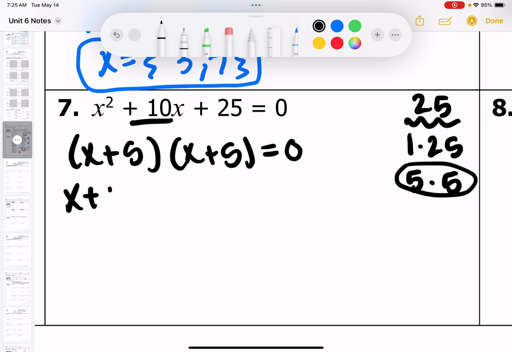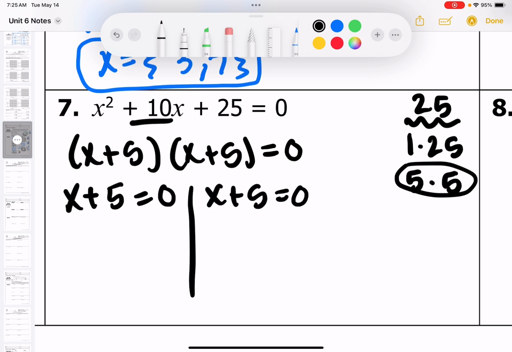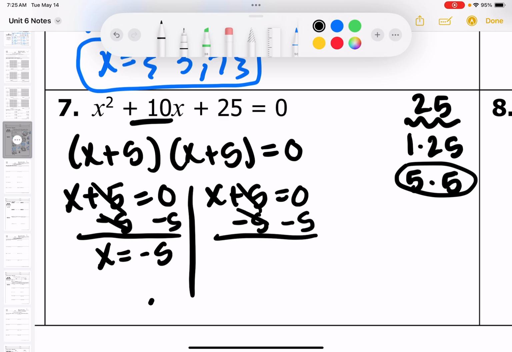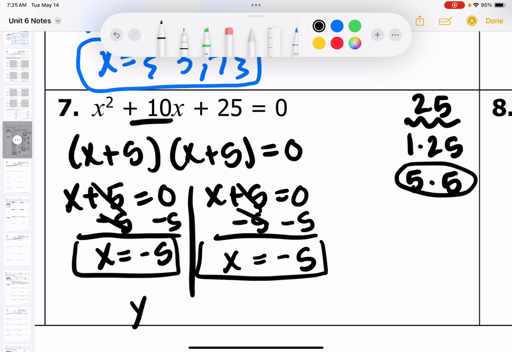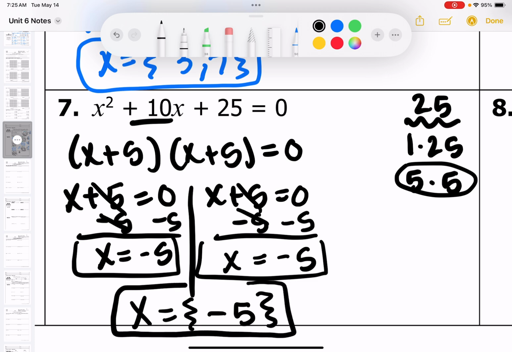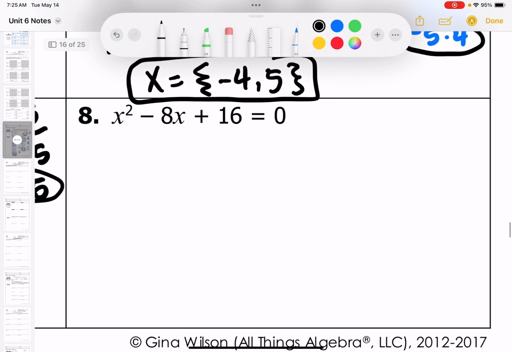So I'm going to break it apart. So this time we get the same answer for both equations. So when I write my final answer, I'm only going to write it one time, because remember, the squiggly lines make a list, and I'm not going to write two of the same things in my list, so I only write it once. All right, and then the last one, number 8.